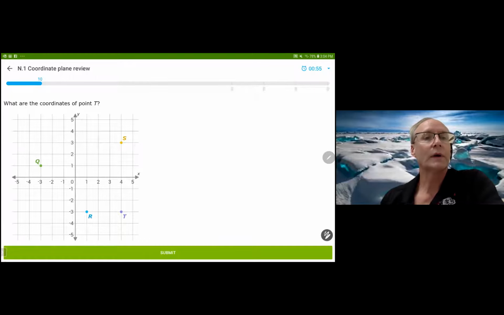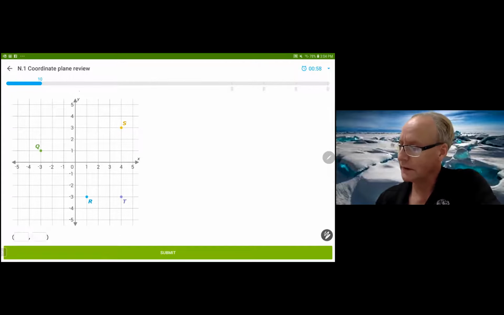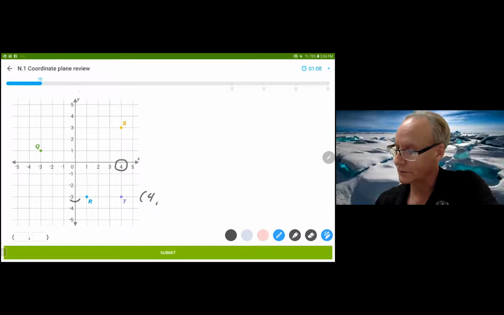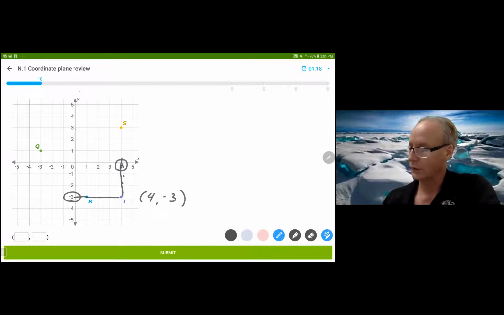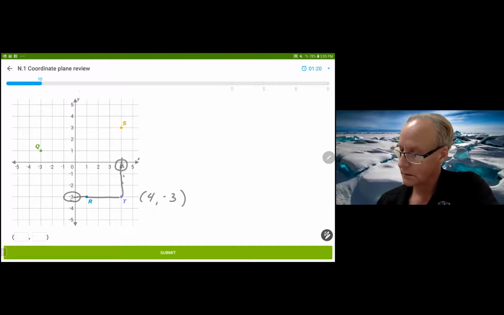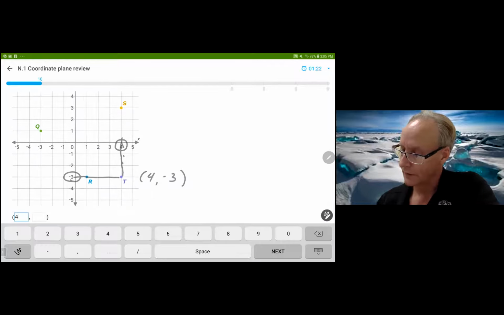Now this time, what are the coordinates of point T? And so we're going to look for the coordinates of point T. We want the X value, which is 4. And we want the Y value, which is right there, -3. This is lined up with the 4 and the -3 for the Y value. So we're at 4, -3.